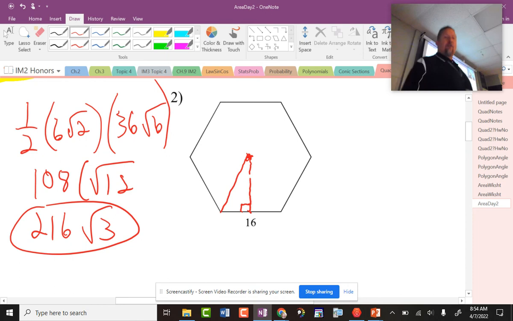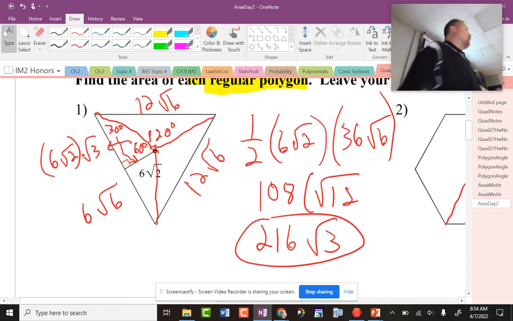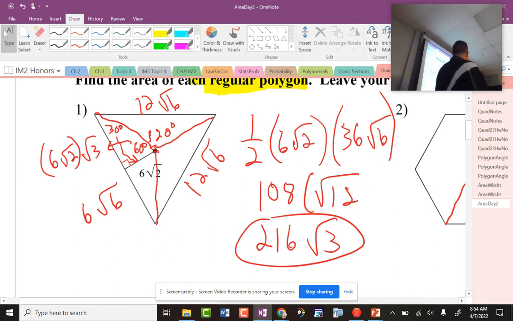Oh, by the way, I did want to go back to this. Did you know that we could actually do half base times height and we would get the same answer? Because this actually, in a regular triangle, does represent the height if I connect the apothem to this radius. So what is this radius? Well, the radius is double 6 root 2, right?